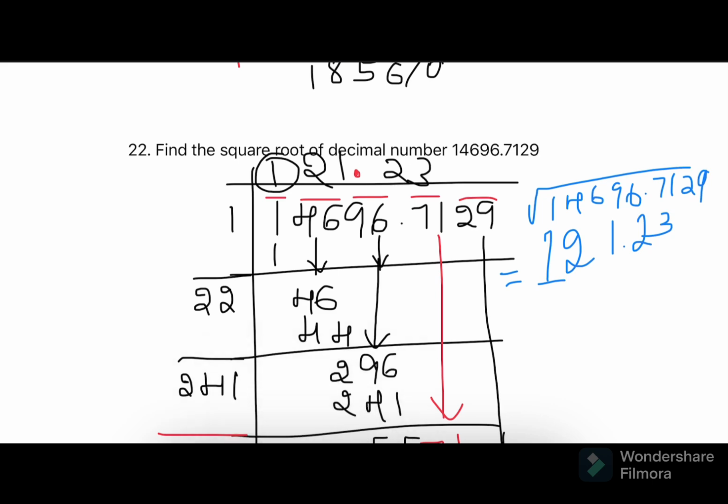Next question. Question number 23. Find the smallest 6-digit number which is a perfect square. Okay. So when it comes to the smallest number and the largest number, we need to be pretty careful. Since it is the smallest number, we need to consider it in thousands, right? So we are considering 1 lakh as the smallest 6-digit number.